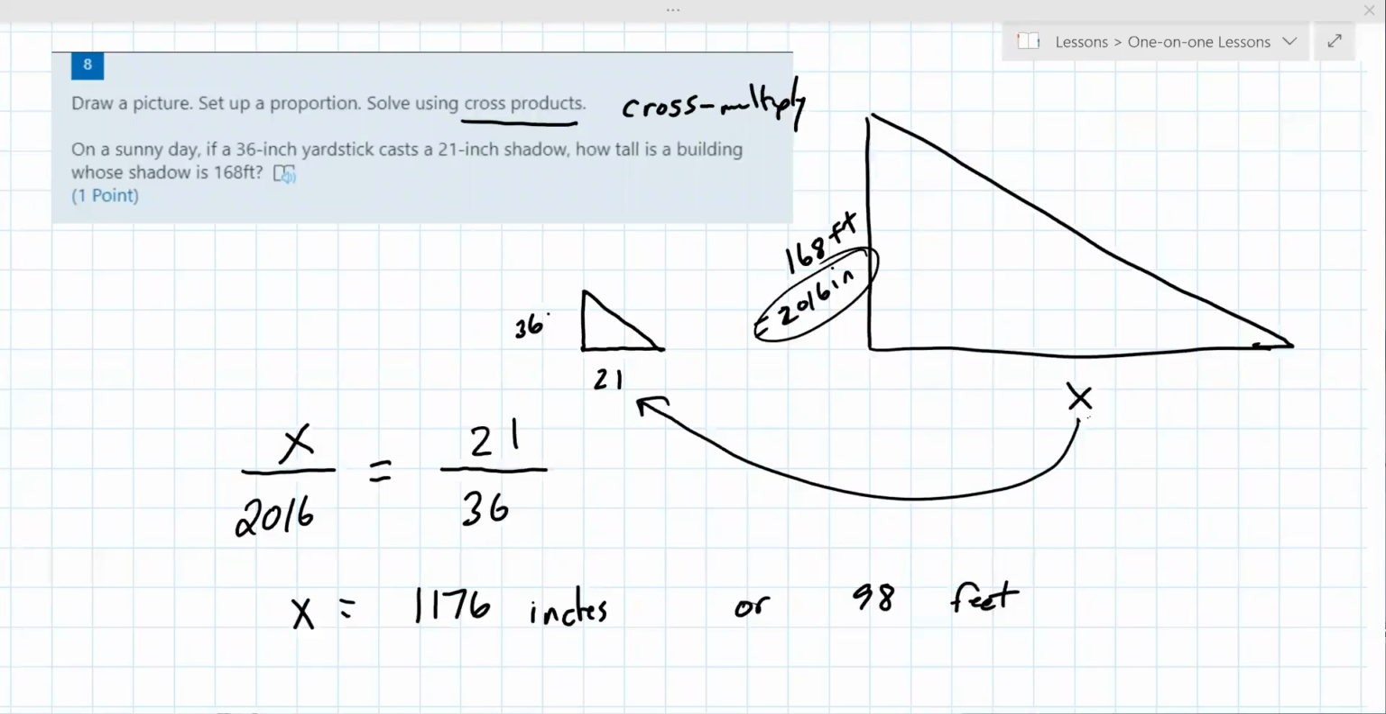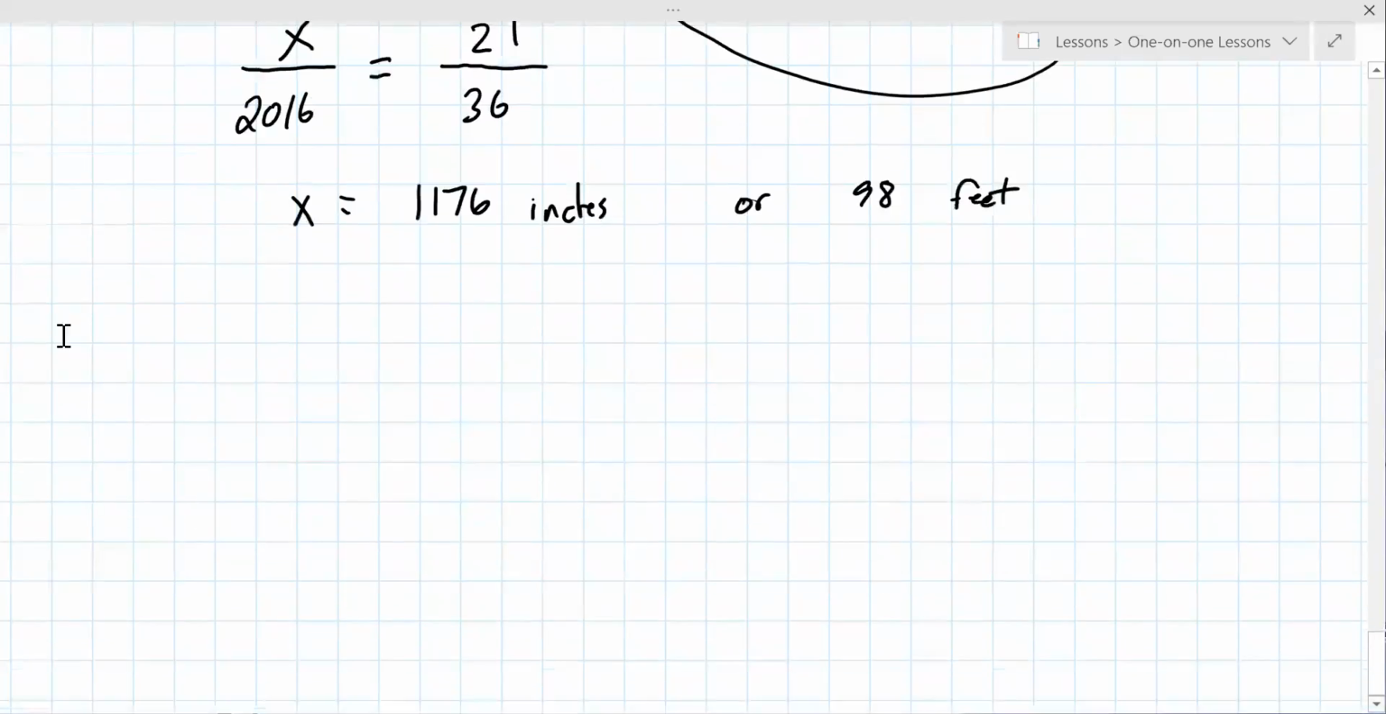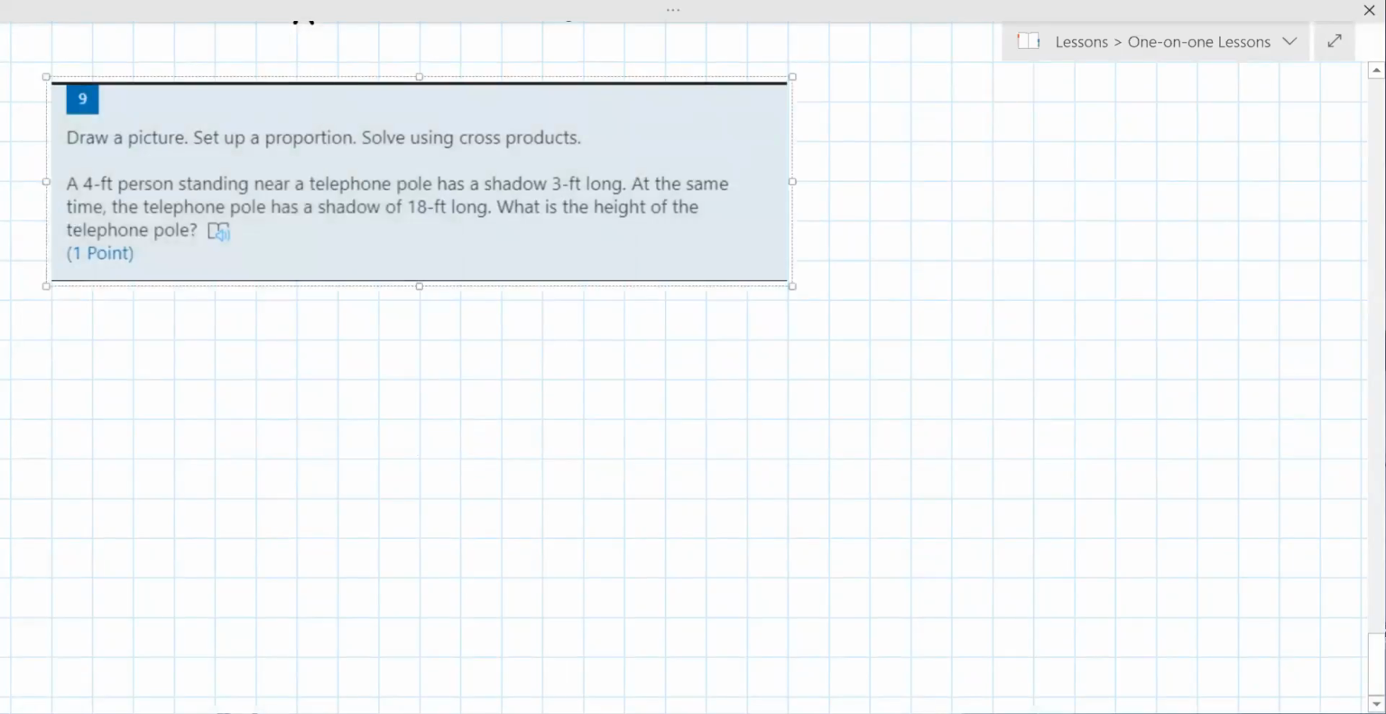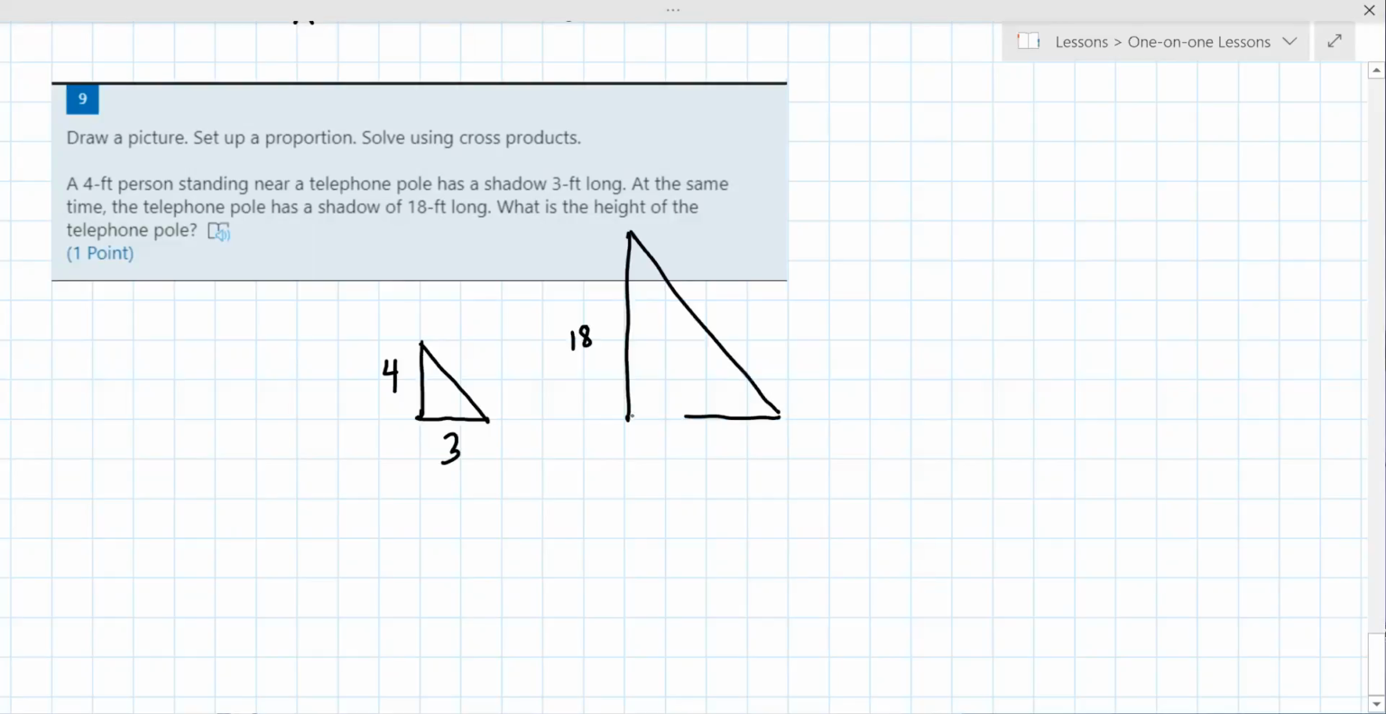Number 9 here. All right, draw a picture, set up a proportion. A 4-foot person standing near a telephone pole has a shadow that's 3 feet long. At the same time, the telephone pole has a shadow of 18 feet long. Wow, 4-foot person. Okay. So here's the person, and they have a 3-foot shadow. And then they're standing near a telephone pole, which is obviously much bigger, we'll say 18 feet, and they have a much longer shadow, which is X.